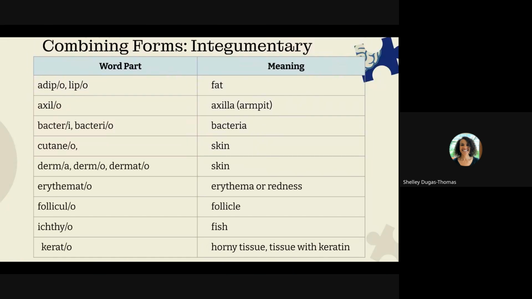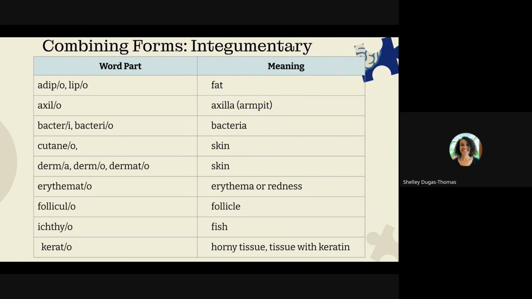So let's look at our toolkit. Remember to look at the vowels linking these roots. Adipo and lipo both mean fat. Think of lipoma or fatty tumor or adipose tissue. Axilla means armpit. A practical clinical term is axillary temperature. Bacteria refers to bacteria, like a bactericidal agent.